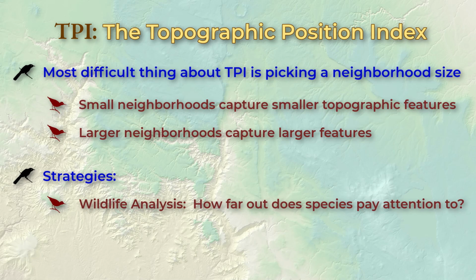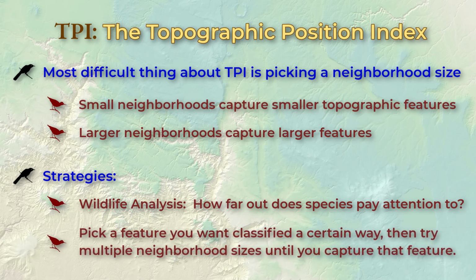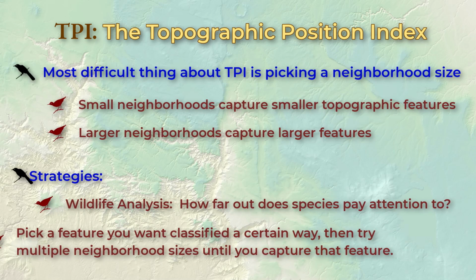In wildlife analysis, we sometimes try to estimate the perceptual range of an animal. How far out are they paying attention? And we can use that as a guideline for the size of neighborhood we use. Another common strategy is to pick some topographic feature that you want to classify as a hill or valley, and then try multiple TPI neighborhood sizes until you feel like you're capturing that feature the way you want. Then you just use that neighborhood size on the rest of the landscape.